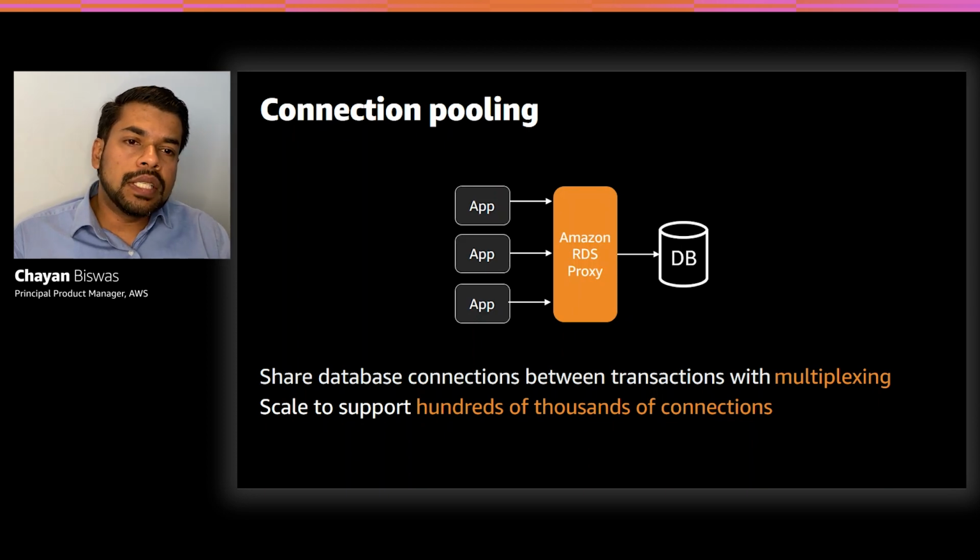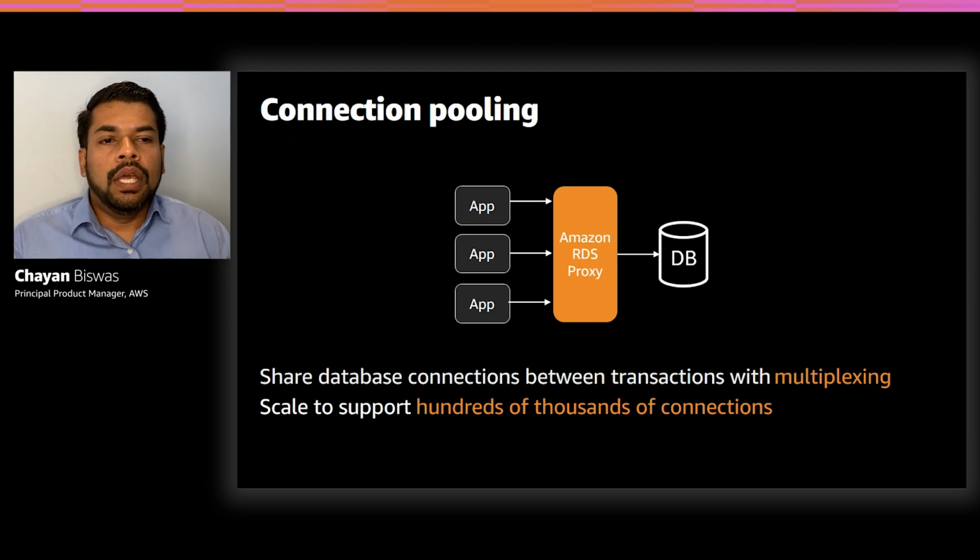So depending on the size of your database and your workload, you could support up to hundreds of thousands of connections using RDS Proxy because of the multiplexing effect that we get.